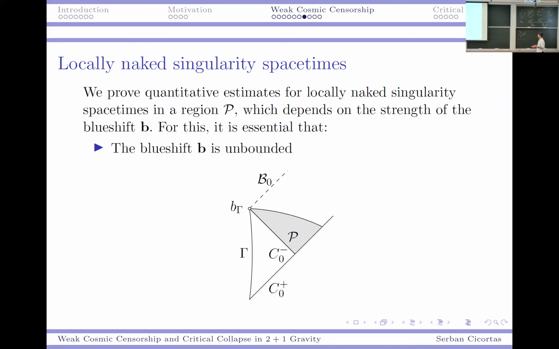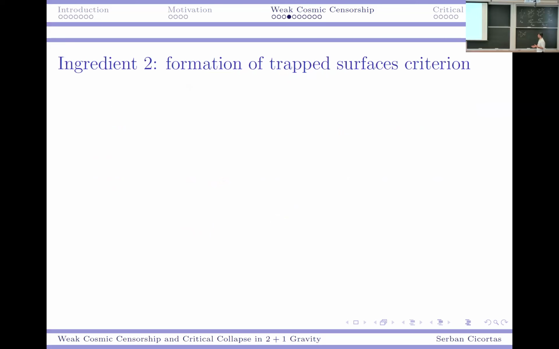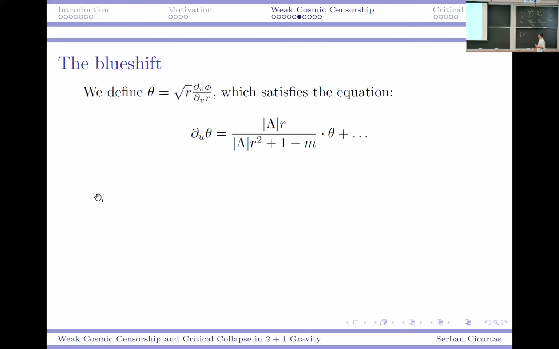So if I go back just a bit more, here, you see that eta naught, again, is a measurement of the energy. So this basically sees the L2 norm of theta. And if eta naught is greater than delta, I have trapped surfaces, but that tells me that if there are no trapped surfaces, then I actually get a bound on eta naught. So that's a bound on the L2 norm of theta.